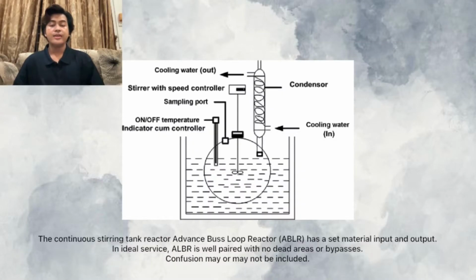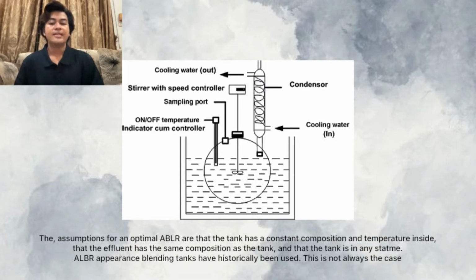Continuous stirred tank reactor, Advanced Buss Loop Reactor (ABLR), has a set material input and output. In ideal service, the ABLR is well mixed with no dead zones or bypass. Conversion may or may not be included. The assumptions for an ideal ABLR are that the tank has a constant volume, composition, and temperature inside, that the effluent has the same composition as the tank, and that the tank is in steady state.